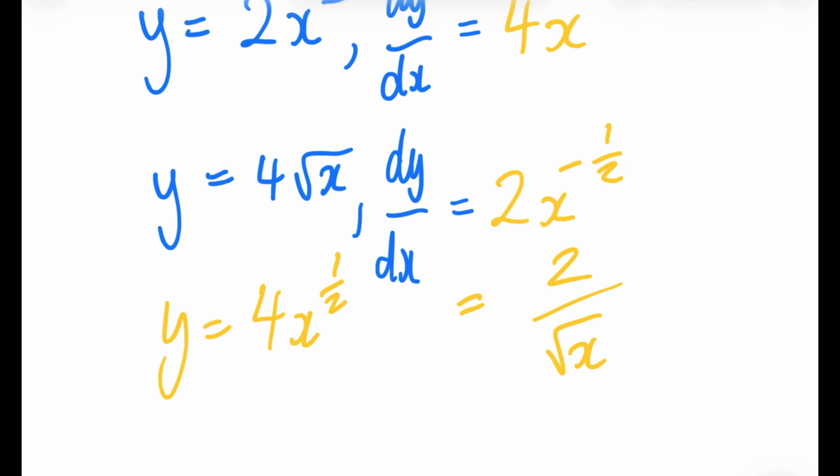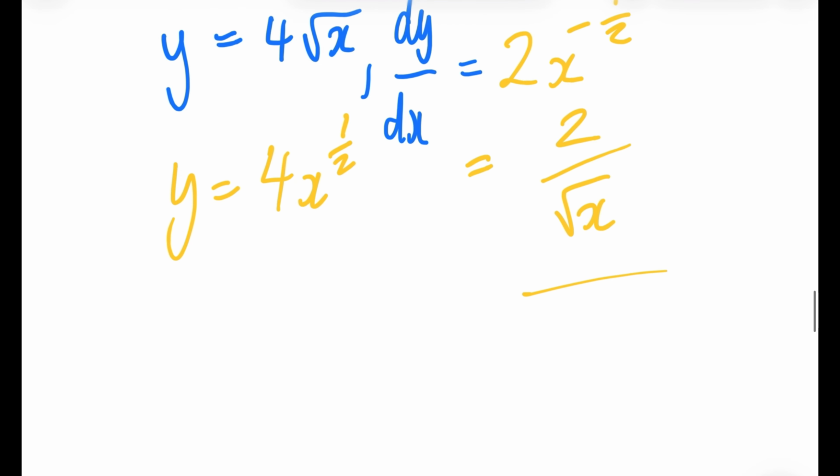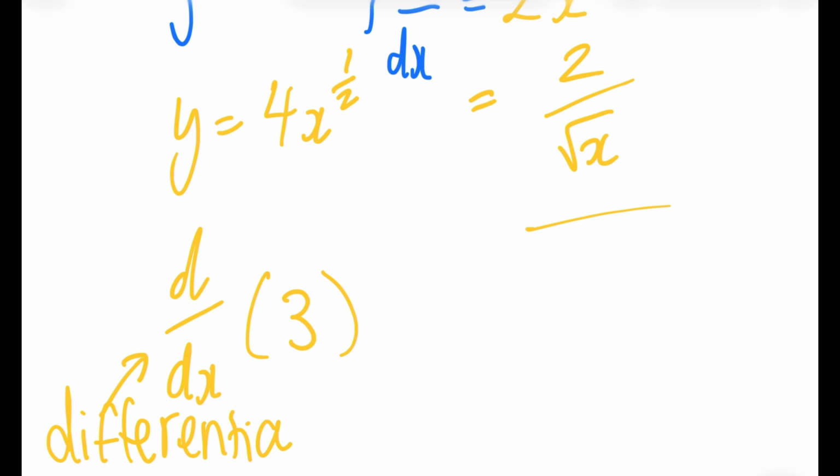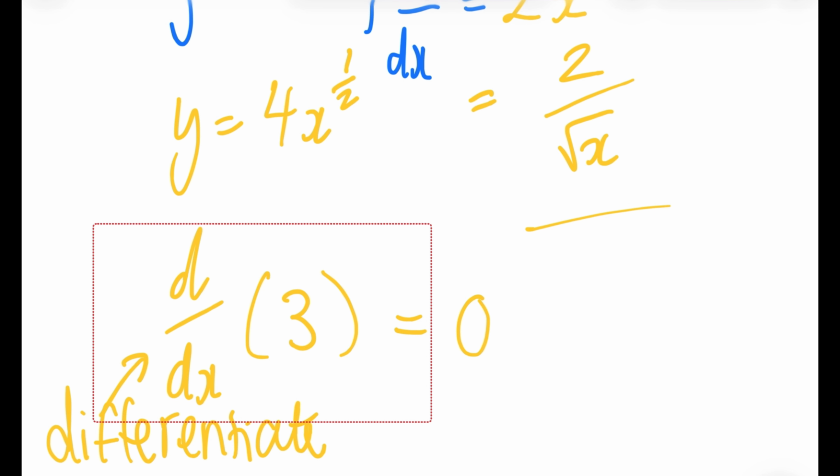Okay, and now we should look at how to differentiate a constant. Now, this is very simple. So if I have a constant, let's just say 3, for example. This works for any constant. So we're taking a derivative. So we're differentiating 3, and that is just 0. So the derivative of any constant is just 0.